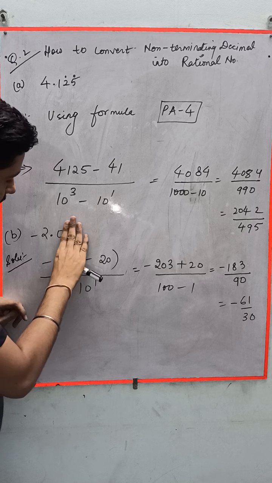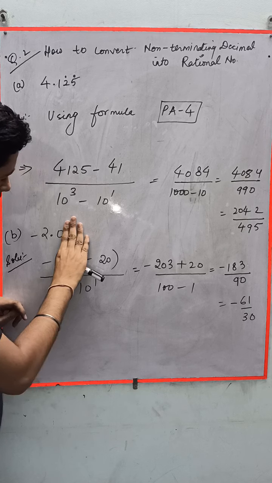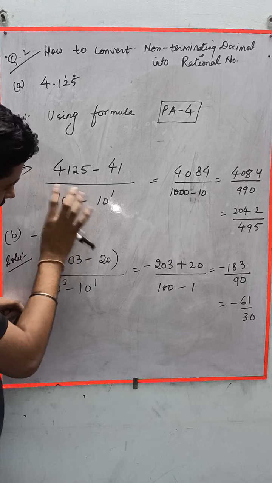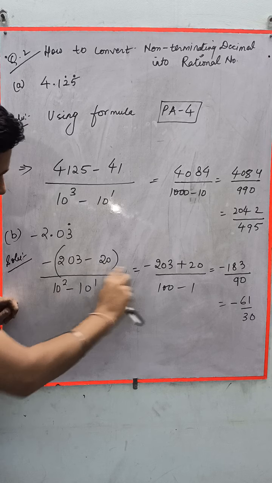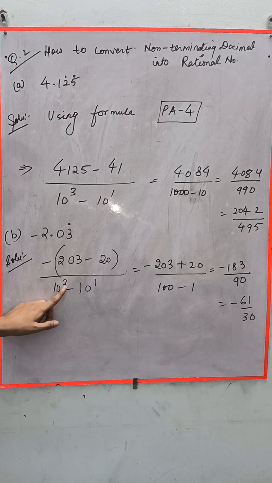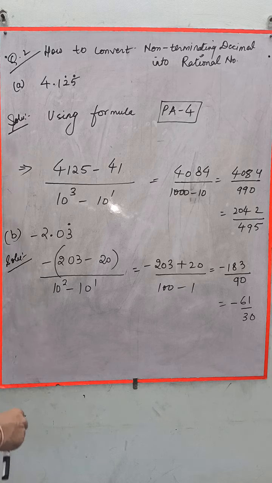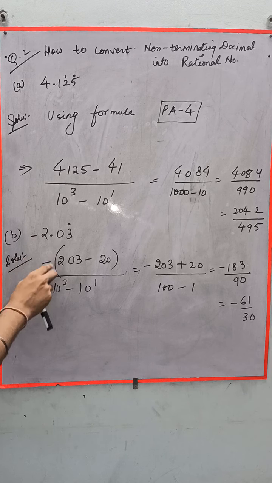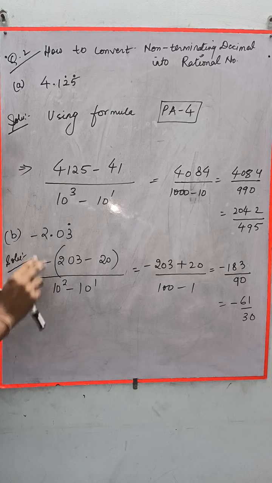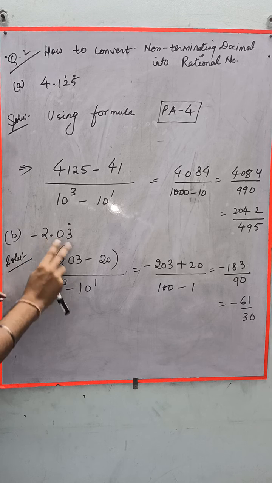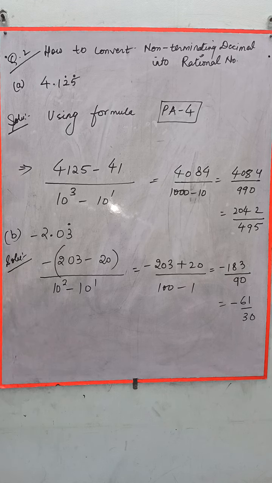Except the recurring digit, how many numbers are given here? Remove this decimal, so 20 we have written whole divided by 10 squared. Now how did this 2 come? I hope you understood that we need to see how many digits are not recurring. Here 2 digits are not recurring, so 10 to the power 2.